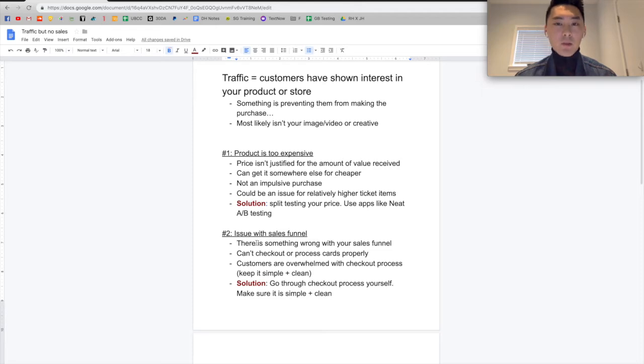So what's the main solution to this as well? Try going through the checkout process yourself, see if there's anything wrong with the checkout, and make sure it is simple and clean so people can navigate it easier, go through your sales funnel easier, and purchase the order and make the conversion. So make sure there's nothing wrong with your checkout process and your funnel, and keep it super simple, and only keep the items that you need.